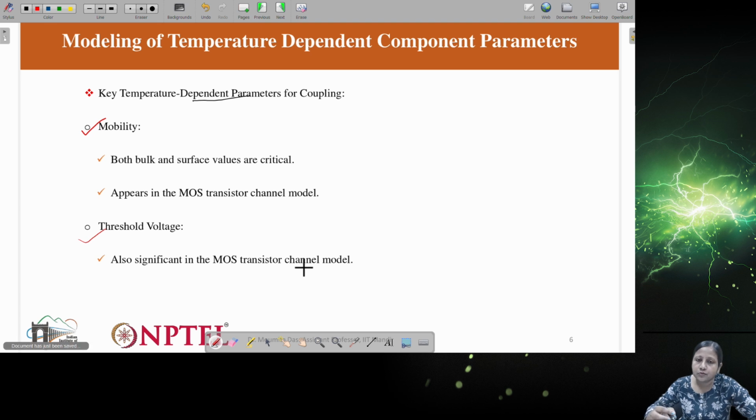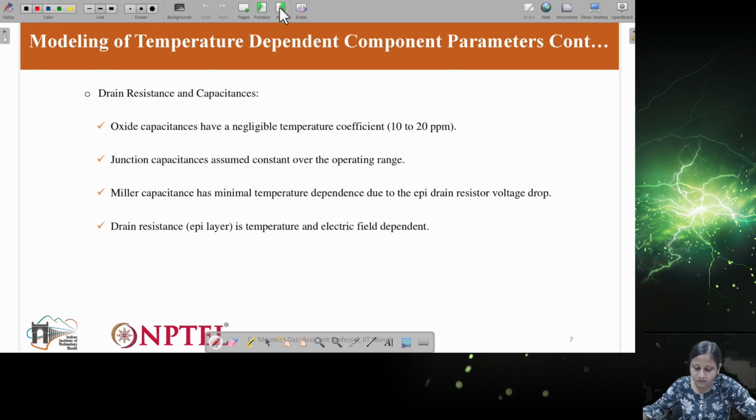So that is why we need to model the threshold voltage with respect to the temperature. Then the important thing comes with respect to drain resistance and the capacitance. Now this resistance and capacitance, generally we consider it is a fixed kind of device, but these are not fixed, these are also temperature dependent. So with respect to temperature, the values of the drain resistance and capacitances are also variable.